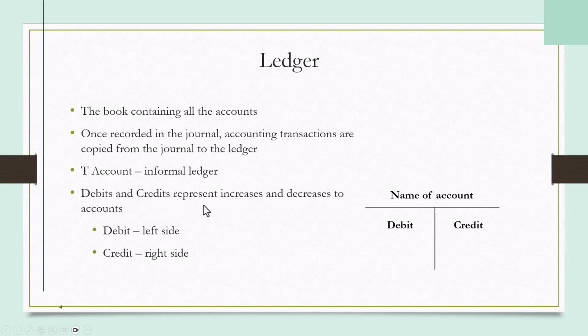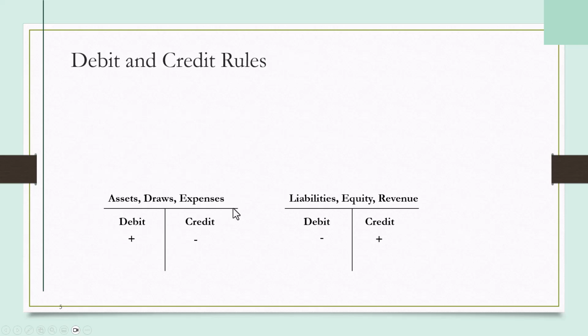Debits and credits represent increases and decreases to the accounts. Debit's always going to be on the left, credit is always on the right. And these are the debit and credit rules that I talked about. For assets, draws, and expenses, you add to those with debits, subtract with credits. For liabilities, equity, and revenue, you would add with credits, subtract with debits.